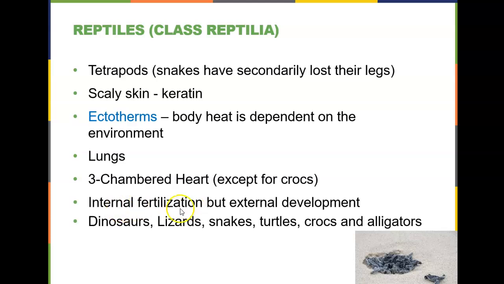Internal fertilization, so they do mate. This is a step up from the previous groups in evolution, in that they are not releasing their eggs and sperm to the environment, but rather a mating occurs where there's a transfer of sperm to the female. Fertilization takes place, but then the egg is released and development happens in the external environment. Some examples of class Reptilia are the dinosaurs, which are now extinct, but we have extant species of the lizards, the snakes, turtles, crocs, and alligators.